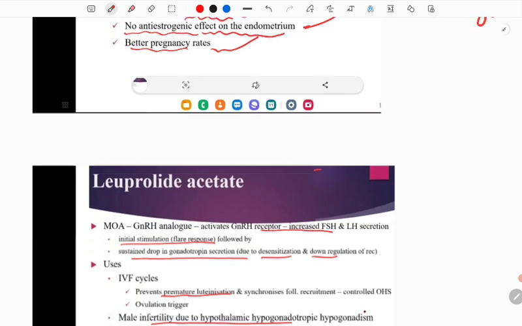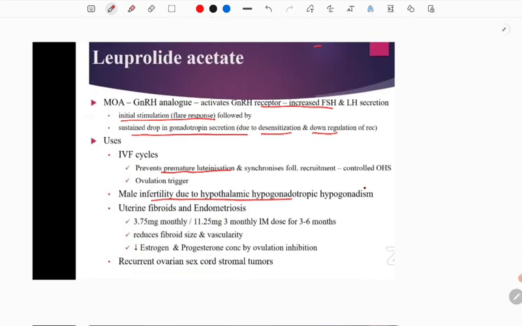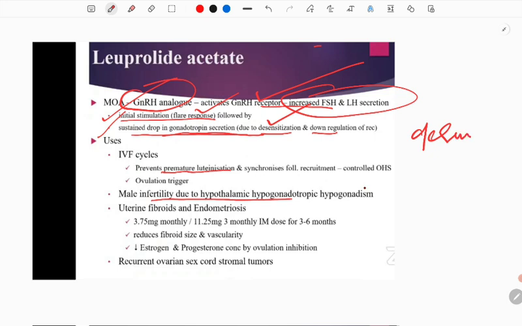Okay. So leuprolide acetate, a GnRH analog, activates the GnRH receptor and increases FSH and LH secretion. Initial stimulation, a flare response, is followed by a sustained drop in gonadotropin secretion due to desensitization and down regulation. Very important terms you have to tell in the exam.